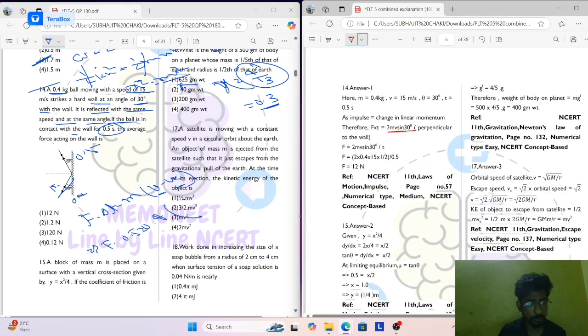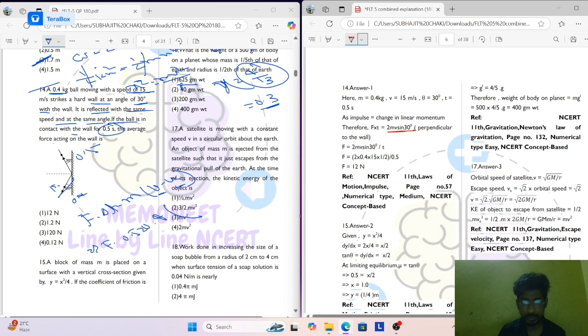This is the speed the object is moving with. If we take this component, this is 15. So this will be what? This is 15 cos, this is 15 sine. Okay, so this is applied in this direction, this is applied in this direction. So this and this will cancel out each other because they are opposite and equal, right?